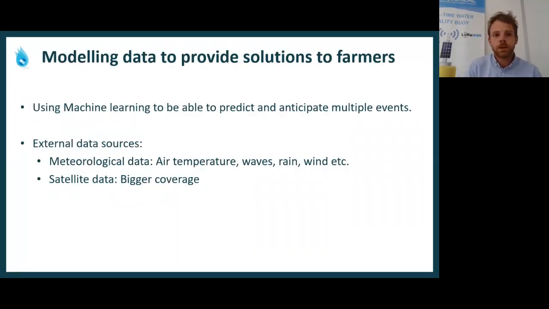The second part is the software part. We are collecting a lot of data, and after just monitoring in real time, we decided to use it to build machine learning or statistical models to anticipate multiple events. But in addition to the data we collect, we added some external sources such as meteorological data, thanks to a provider, with, for example, air temperature, waves, rain, etc. And we made a partnership with CLS, a French satellite operator, which is providing us satellite data on the zones we are studying. Our sensors are good and really precise for a particular point. Having the satellite data in addition helps us to understand the big picture and to see what is happening around the point and around the farm we want to study.